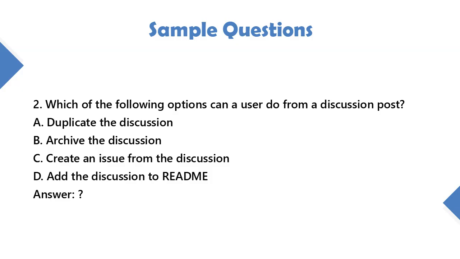2. Which of the following options can a user do from a discussion post? A. Duplicate the discussion. B. Archive the discussion. C. Create an issue from the discussion. D. Add the discussion to README.